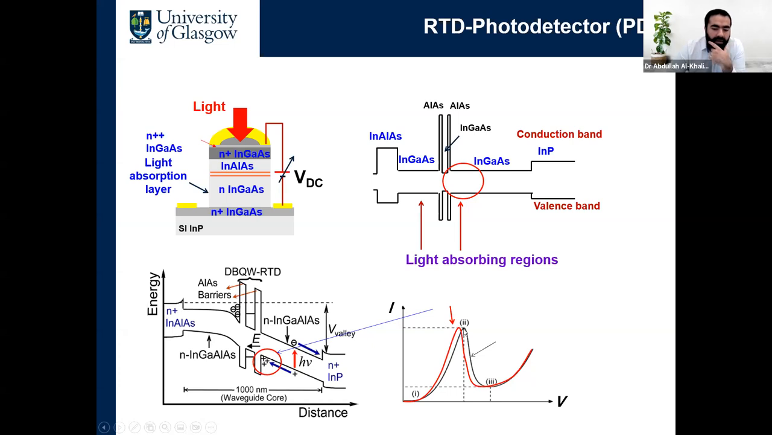So basically, the black line is the bias in darkness. If we shine light onto the RTD, then we can shift the bias to the left-hand side. So we can see the red curve here. So we can shift back and forth by switching on and off the light. And this is how we can activate or modulate the RTD.